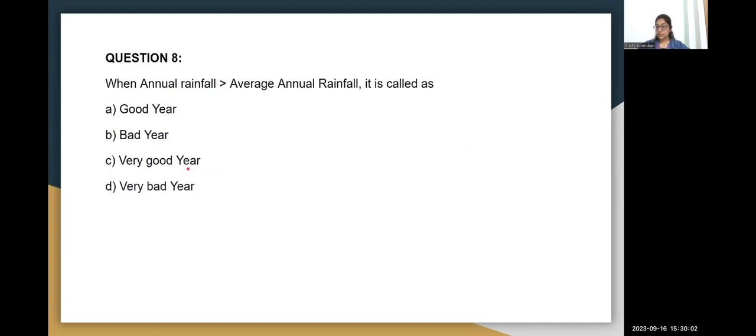Moving on to the eighth question. When annual rainfall is greater than the average annual rainfall, what is it called? Is it called a good year, a bad year, a very good year, or a very bad year?